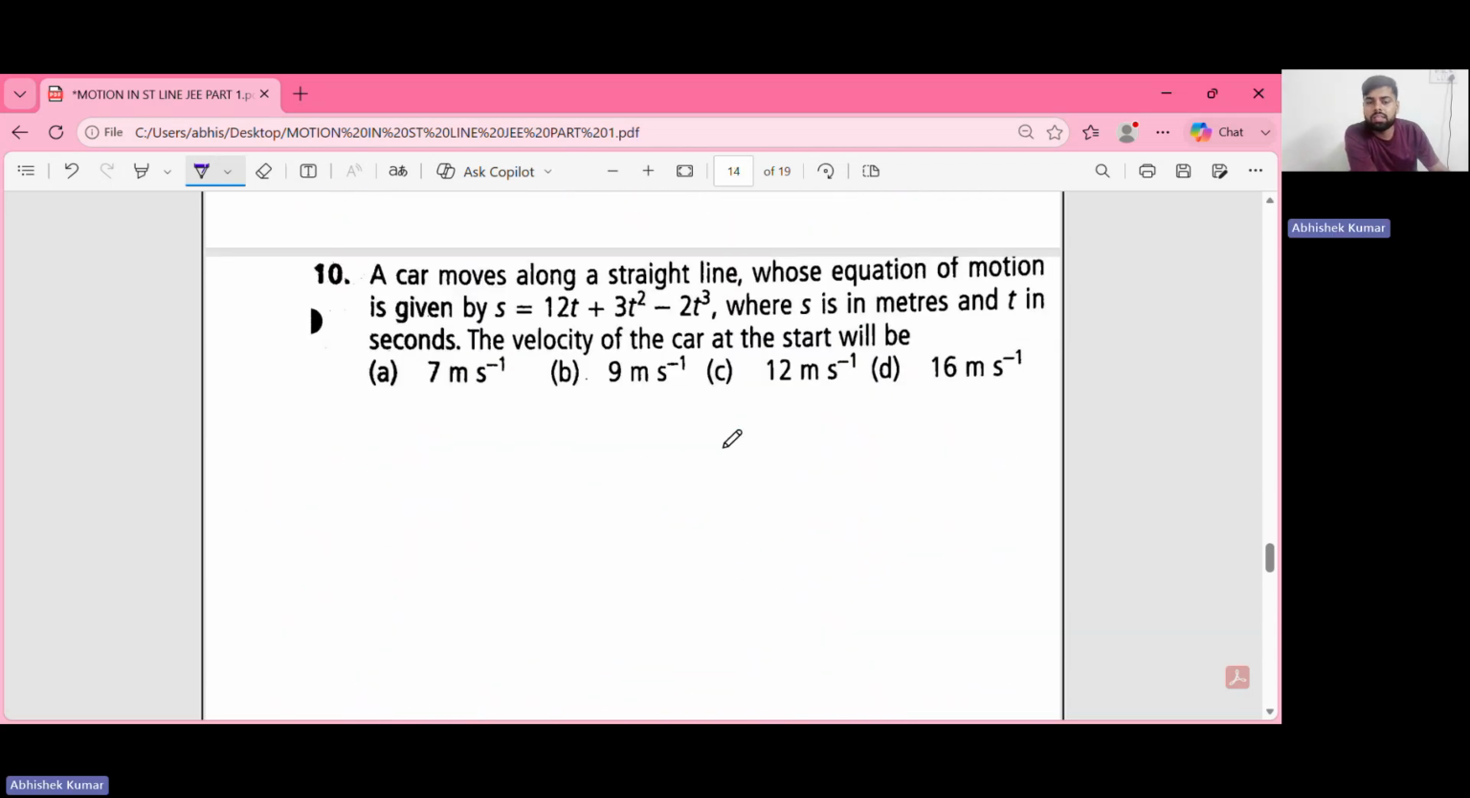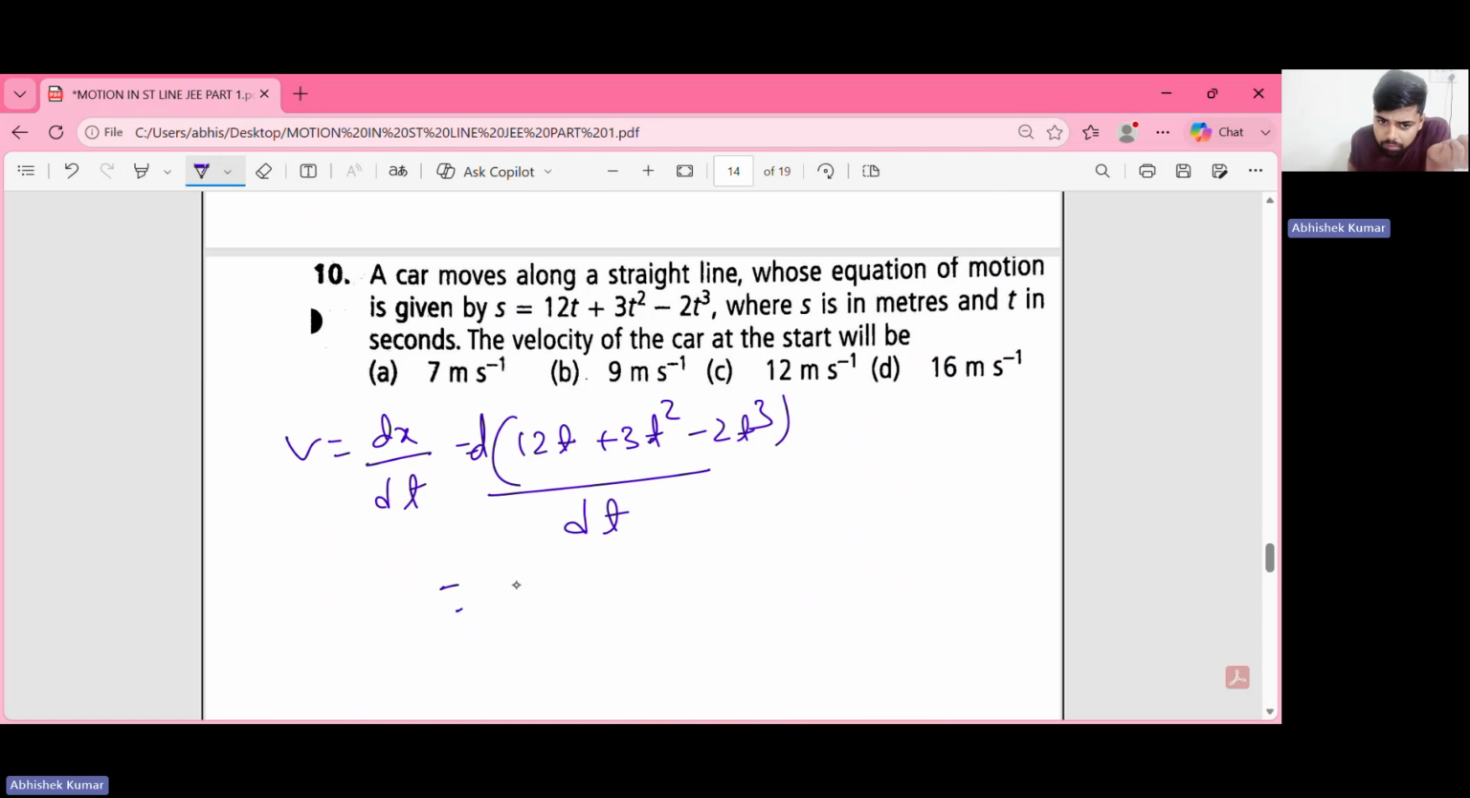Okay. Now this is the last question. A car moves along a straight line whose equation of motion is given by s is equal to 12t plus 3t square minus 2t cube. The displacement equation is given, and they are asking the velocity of the car at start. To find, v is equal to dx by dt. So what will come here? 12t plus 3t square minus 2t cube. If I have to differentiate this value with respect to t, what will come? 12 plus 6t minus 6t square.